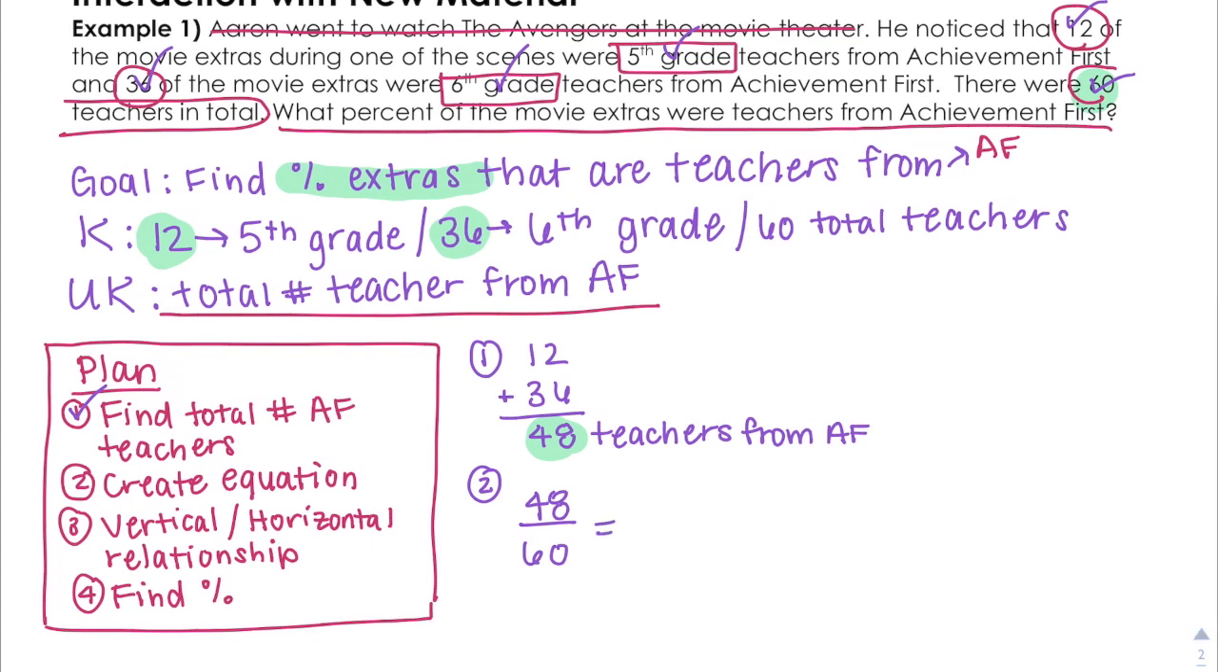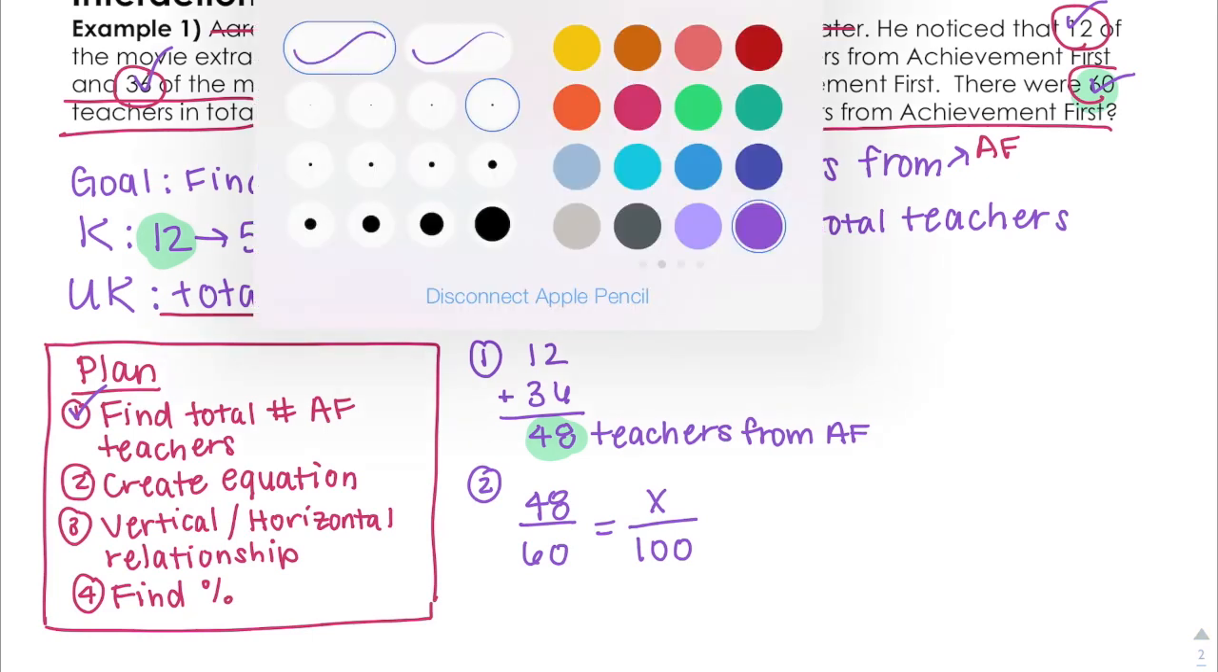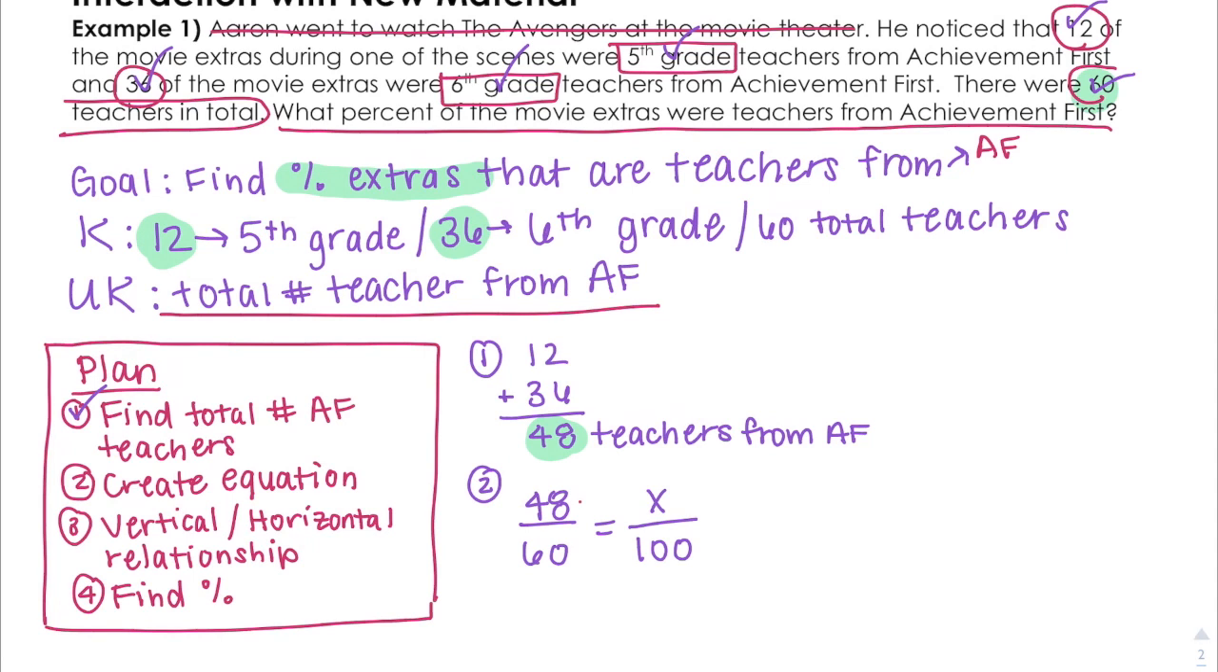Okay, now we're going to set that up to equal something over 100. We'll put an X there for what we don't know. And it's over 100 because we're trying to find the percent. And the denominator for percent is always 100. So we have to see if we can find a relationship going across. Remember, arrows always point to the variable, and then reflected on the opposite side.